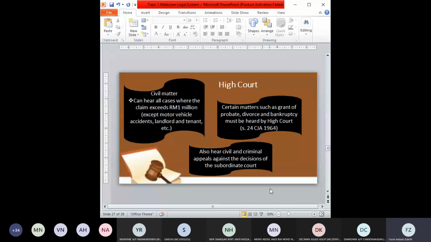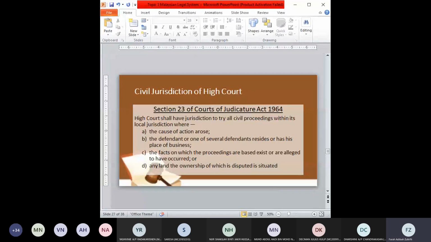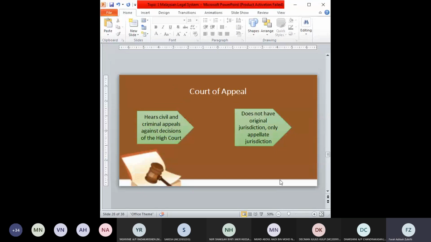Okay. So any question about the High Court? Okay. So if you don't have any questions about the High Court, we continue with the next court, which is the Court of Appeal.